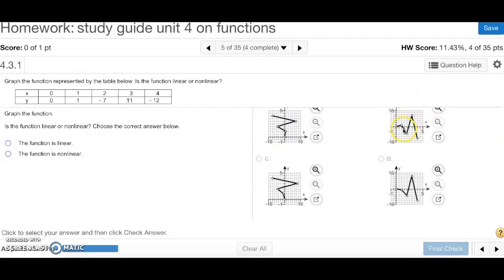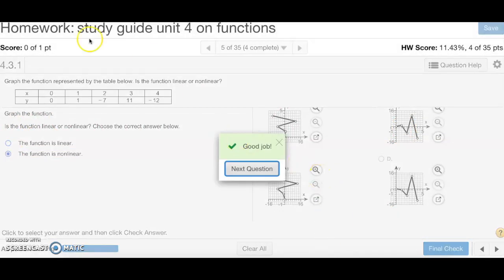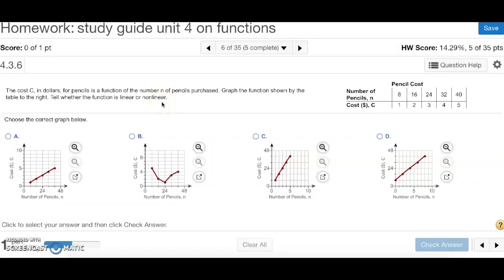And we clearly see that that is not a line, so it is nonlinear. And that's number 5. Number 6. The cost C in dollars for pencils is a function of the number n of pencils purchased. Graph the function shown by the table to the right. Tell whether the function is linear or nonlinear. Well, looking at the table, we see that the cost of the pencils depends on the amount of them. So x, or the independent variable, is going to be the number of pencils, and the dependent variable, or y, is going to be the cost.